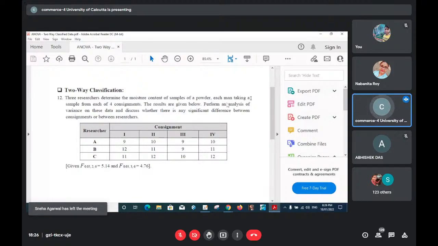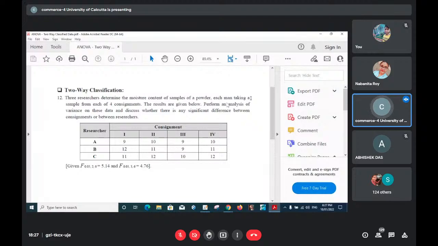If the person draws a particular amount of a particular unit of a certain thing from each of the consignments, then the moisture content should be the same. But in this case, it is not the same, because it depends on the researchers, their ability and their efficiency. You can see in the table that moisture content varies from consignment to consignment and researcher to researcher. Because it is a behavioral aspect, it depends on sample drawing and on the technique.